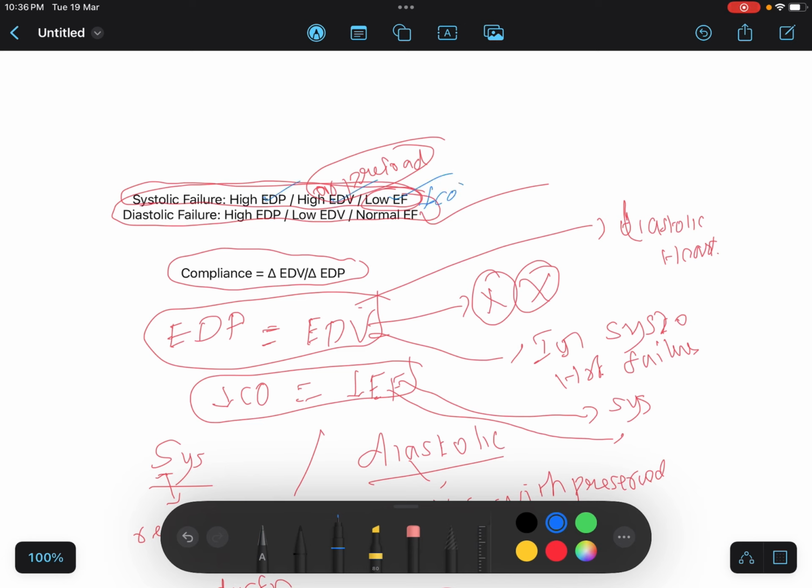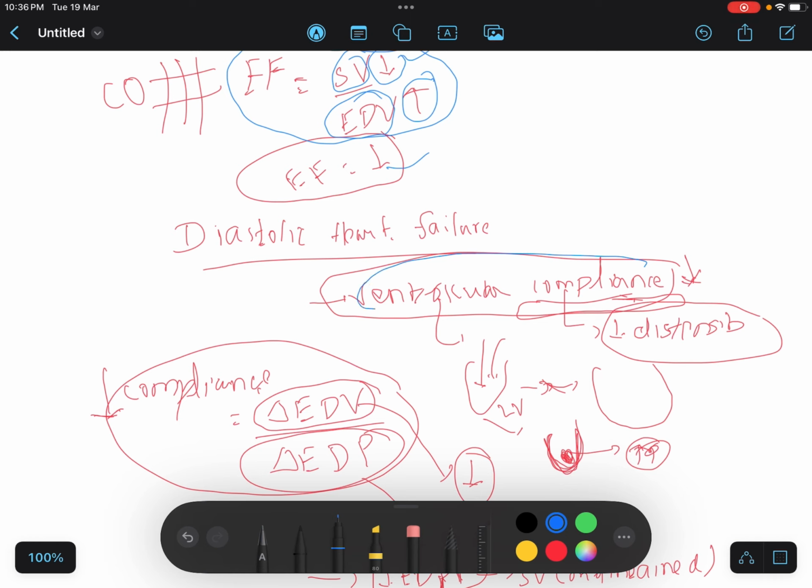Now we are going to see diastolic heart failure. This term is complicated; when I first read it, it was very difficult to understand. What is this? I thought diastolic heart failure was about some impairment of diastole, but actually it is a decreased ventricular compliance.